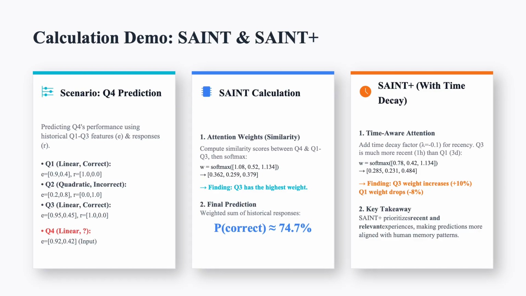We introduce a time decay factor. The most recent and similar question, Q3, now gets an even higher weight, while the older similar question, Q1, gets a lower weight. This demonstrates how Saint Plus makes the model more sensitive to recency, leading to more realistic predictions.